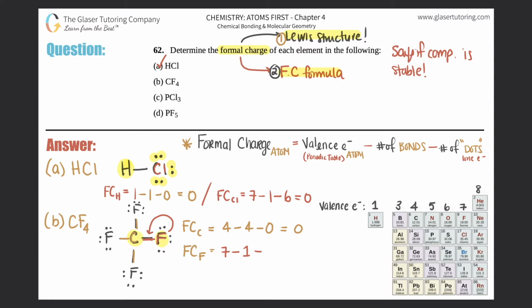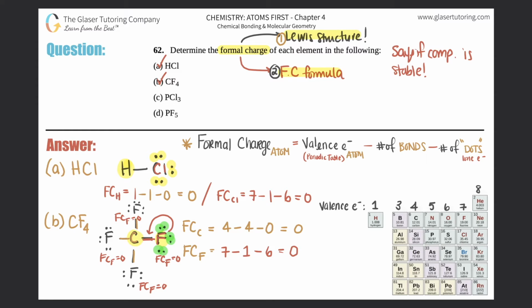And now, for the same fluorine, how many dots does it have? 1, 2, 3, 4, 5, 6. So you subtract 6, and this would be 0, which means that the formal charge for this fluorine is 0, the formal charge for this fluorine is 0, and the same thing for this fluorine up top here. They're all 0 because they're all the same. So that is the answer for B. So we have 2 compounds that had no charges in them, which means that they're pretty stable.